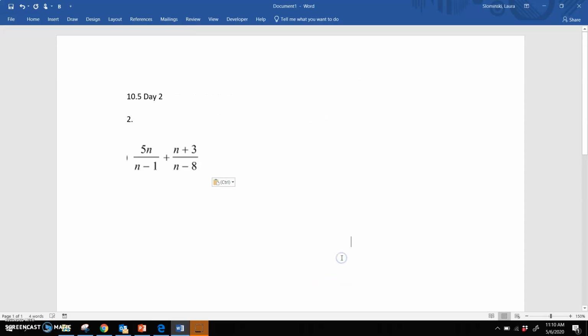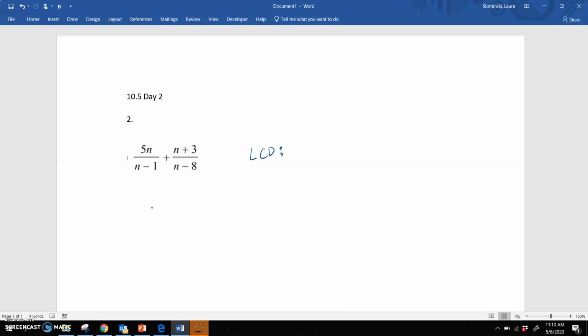So this is the problem that we're looking at, 5n over n minus 1 plus n plus 3 over n minus 8. So we're adding in this one, but we still need to start by finding the least common denominator. Now, as a reminder, to find the least common denominator, we first need to factor and simplify each fraction, but those are totally factored and simplified.